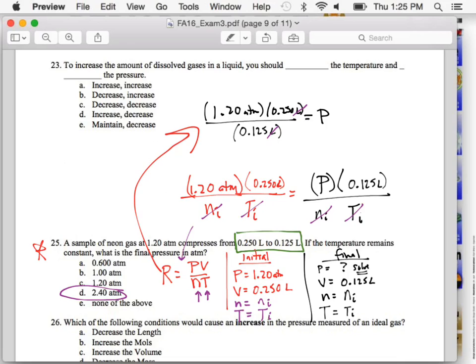If we compress, the volume gets smaller. What happens to the pressure? It increases. Okay? Well, just based off of that observation, is A right? No. Is B right? Is C right? No calculations and you're down to 50-50. Arguably, if you understand your relationships really well, you would probably see that it needs to double. And you could then say your answer was D, and not E, none of the above.